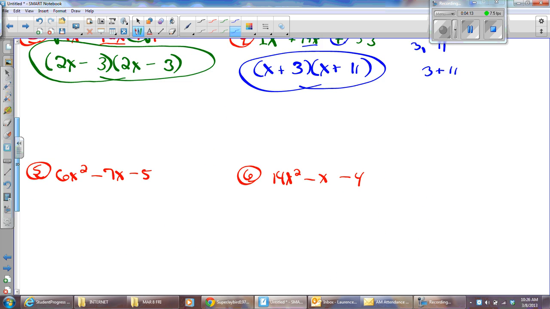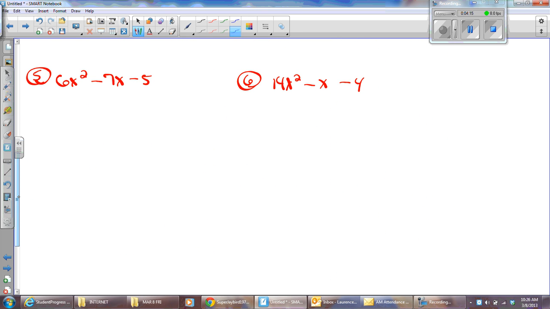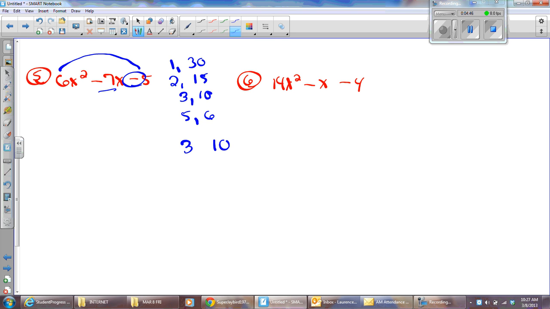Now let's go over the newest type, the one that's probably the most challenging. Okay, number 5, no GCF. Lead coefficient's not 1. I'm going to multiply 6 times 5. Get 30. List the factors of 30. Let's see, 3 and 10, 5 and 6. Okay. This is subtraction. I'm going to subtract to get negative 7. And remember, the larger of the 2 factors will get this sign right here. So I know 10 minus 3 is 7. I know I'm going to use 3 and 10. Well, this middle one is negative.